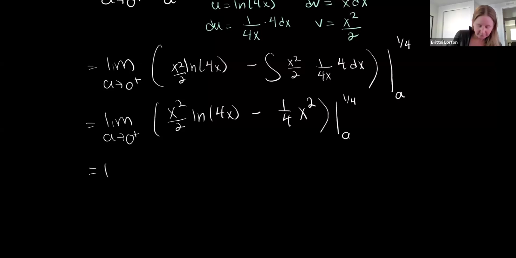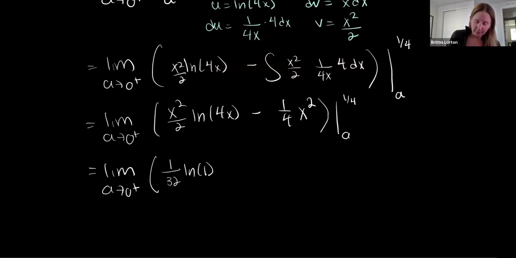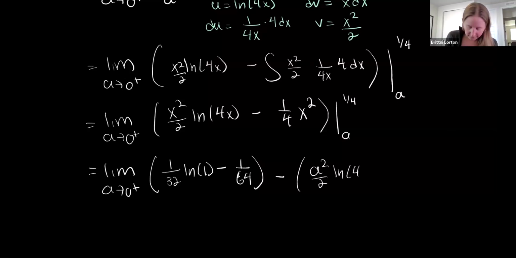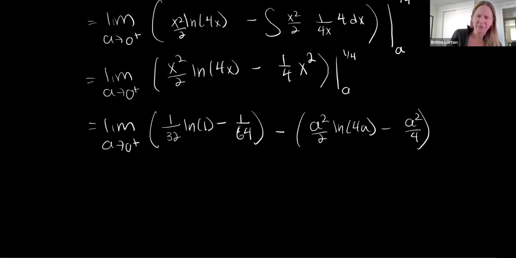So I'll plug in my bounds. This will become the limit as a approaches 0 from the right-hand side. When I plug in my bounds, plugging in 1/4 is going to give me 1/32 ln of 1. Yep, minus 1/64. I was just typing it into my calculator. Minus, if I plug in a, I got a squared over 2 ln of 4a minus a squared over 4. Then I'll keep simplifying. I'm going to do the limit here. I promise I'm just going to simplify a little bit along the way.